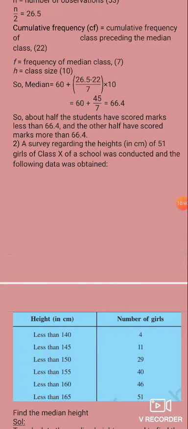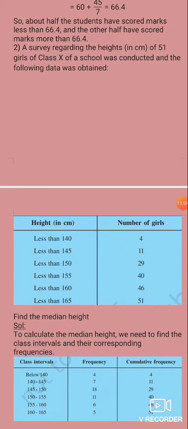So we have to form a 3-column table. First column is class interval, second is frequency, third is the cumulative frequency. Now listen carefully. I told you when we consider the less than cumulative frequency table, we always take the upper limit. So 140 is the upper limit. The first class interval we can consider as 135 to 140 or below 140. Next is 140 to 145, and so on up to the last class interval. The last one is 160 to 165. For less than, we always take the upper limit, so 160 to 165 is the last class interval.